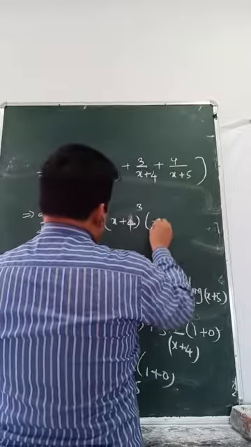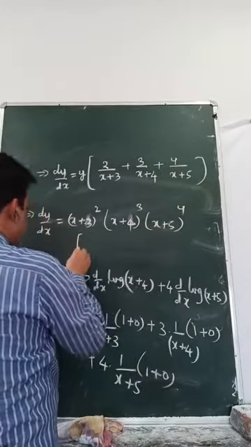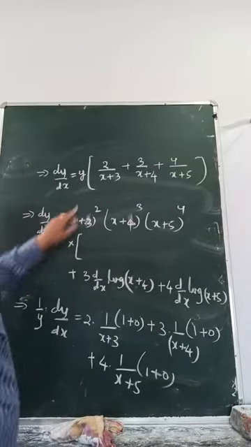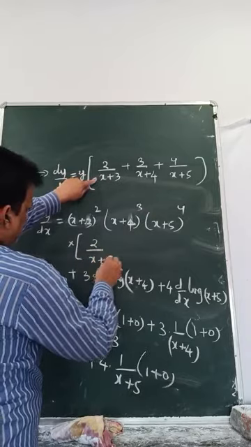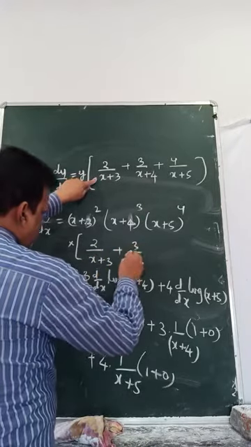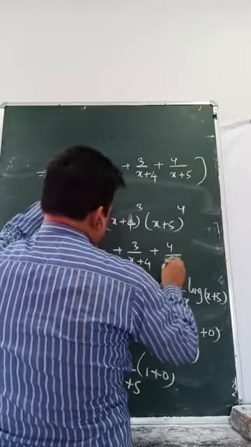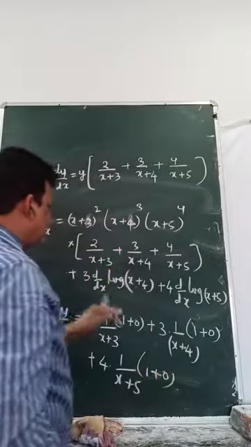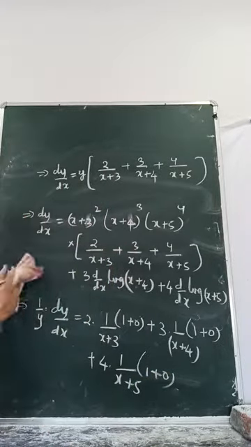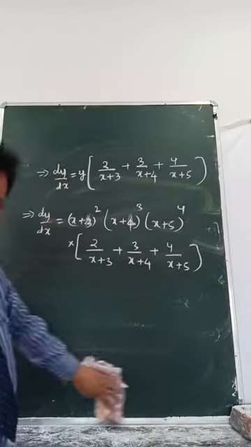x plus 5 whole power 4 into this part: 2 by x plus 3, 3 by x plus 4, 4 upon x plus 5. You may simplify or not, doesn't matter. I've reached the conclusion. Okay, this is one pattern. Other one you see.